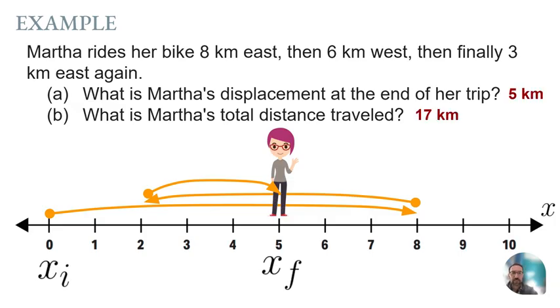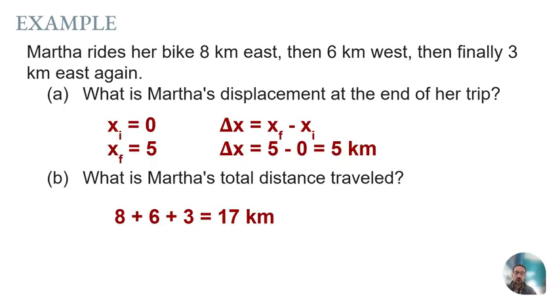What's the total distance she traveled? That's all 3 pieces added up. So 8 kilometers plus 6 kilometers plus 3 kilometers is going to be 17 kilometers. But really, when we're problem solving, we should write out the full GUESS method. That includes all of our givens, our unknowns, our equations, and then showing the steps of substituting into those equations.